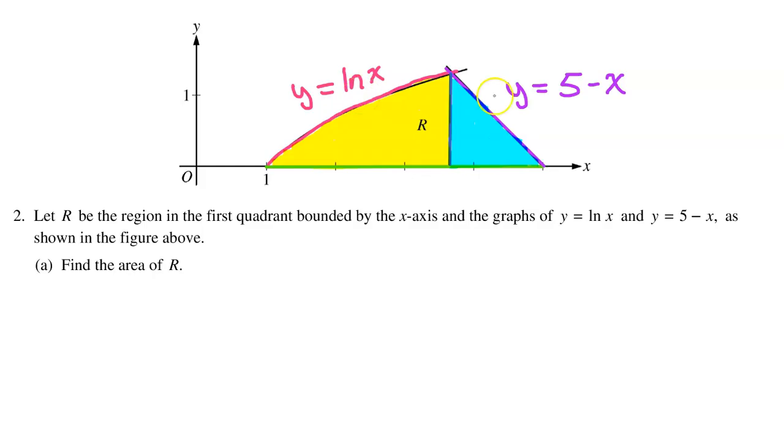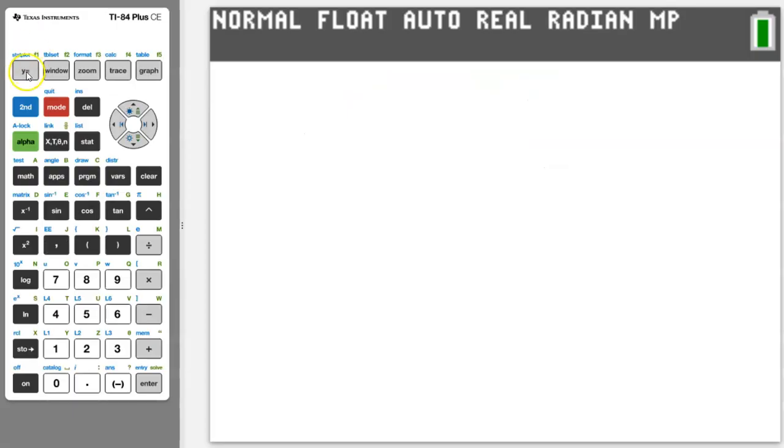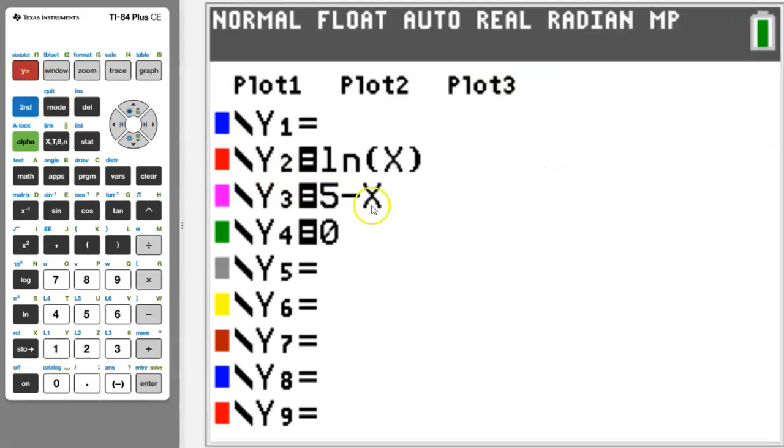Let's type both of these equations into our graphing calculator and find this intersection point. Hit y equals and type in your equations. Notice that I have typed natural log x in as y2 and 5 minus x as y3. I also put y equals 0 for the x-axis on y4.